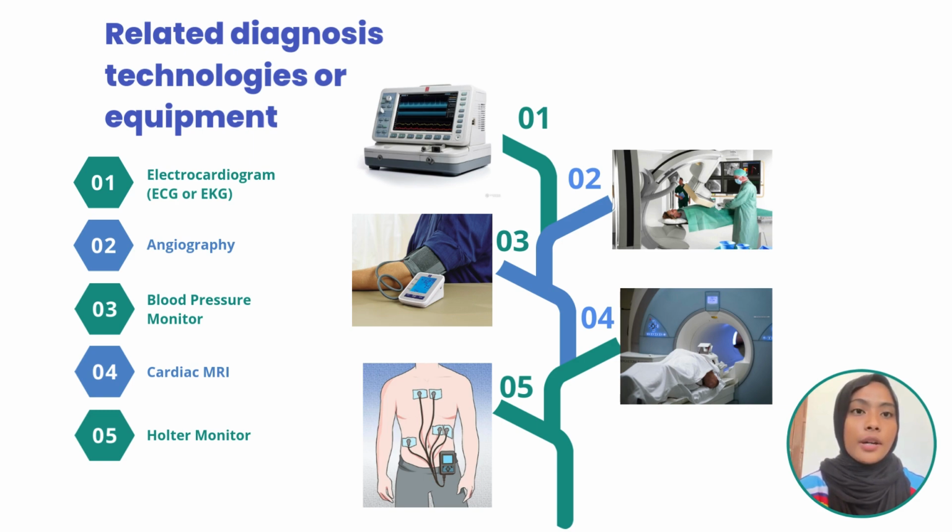Fourth is cardiac MRI. Creates detailed images of the heart using magnetic fields, useful for diagnosing structural issues and heart muscle damage. And the last one is Holter monitor, a portable ECG worn for 24 to 48 hours to continuously monitor heart rhythm for irregular activities.